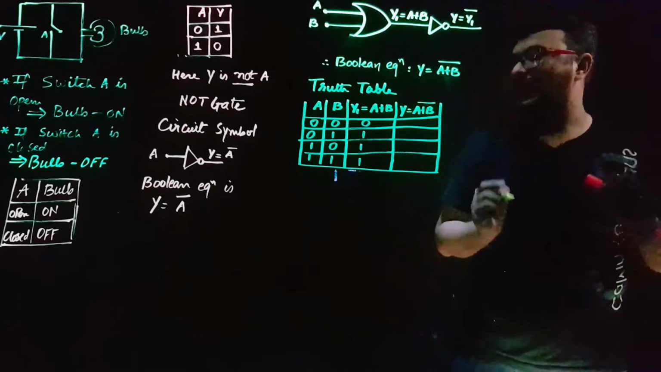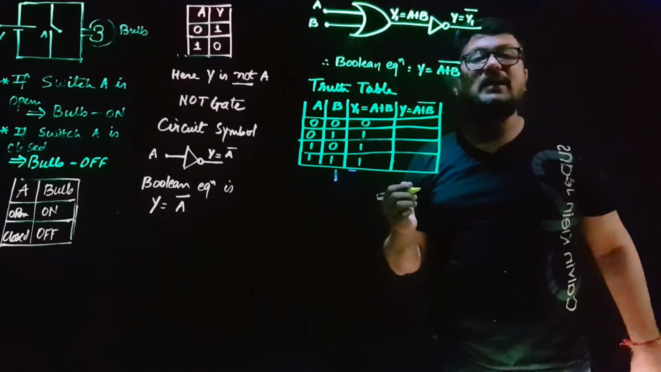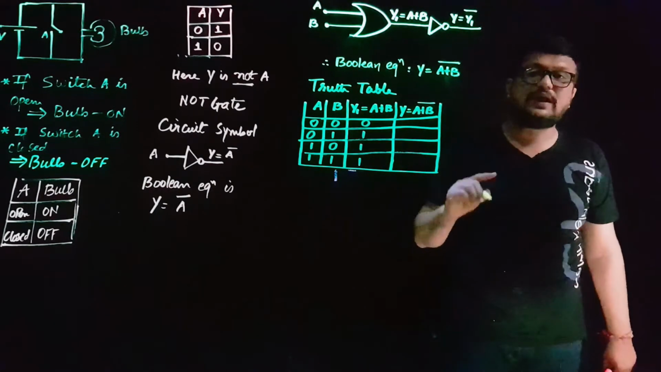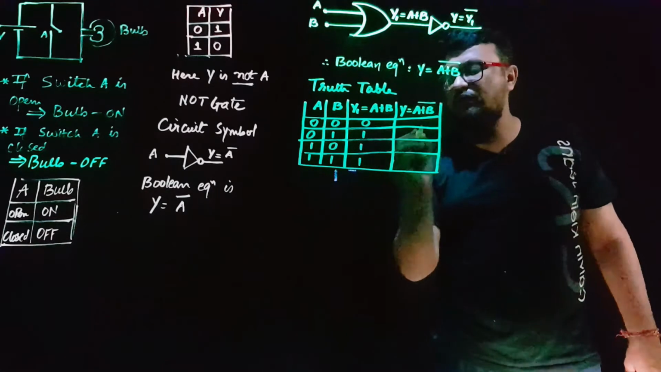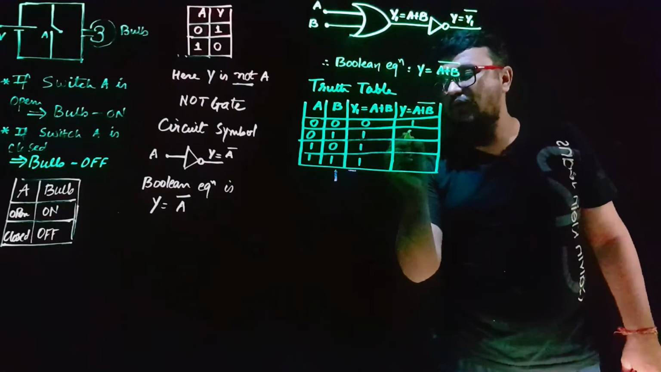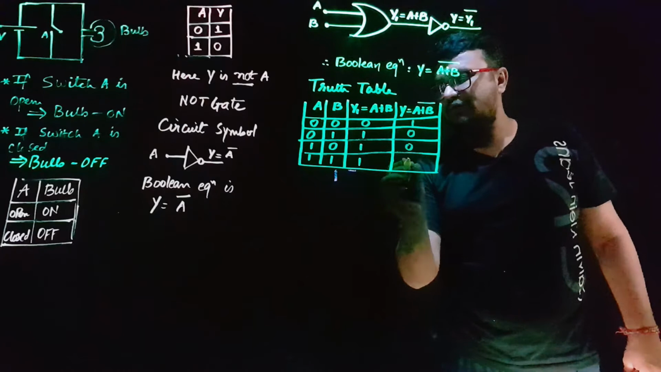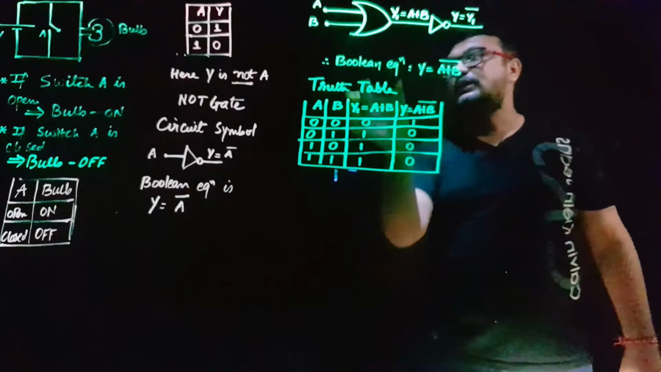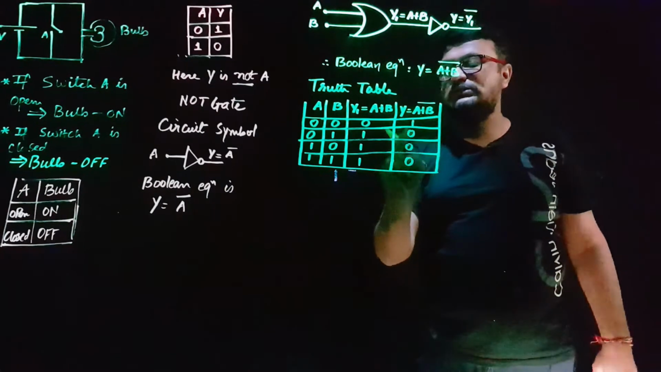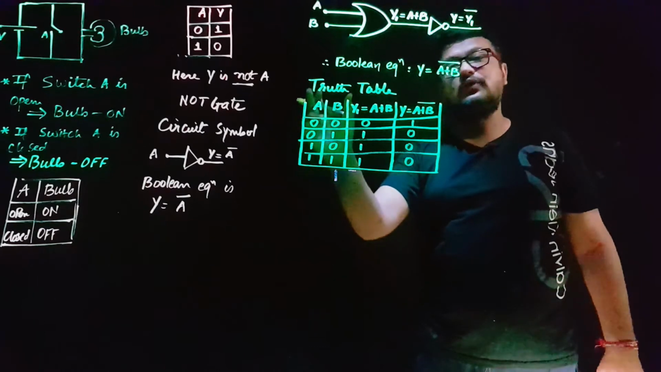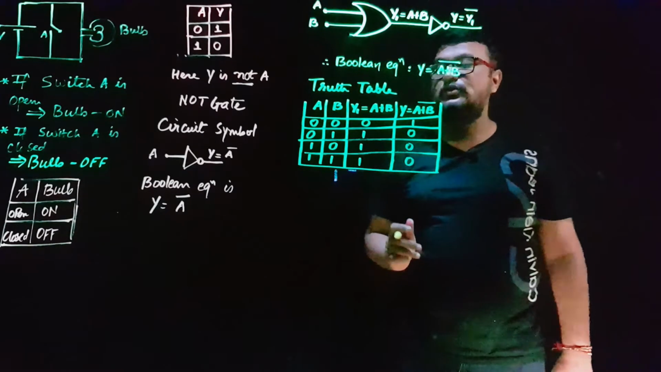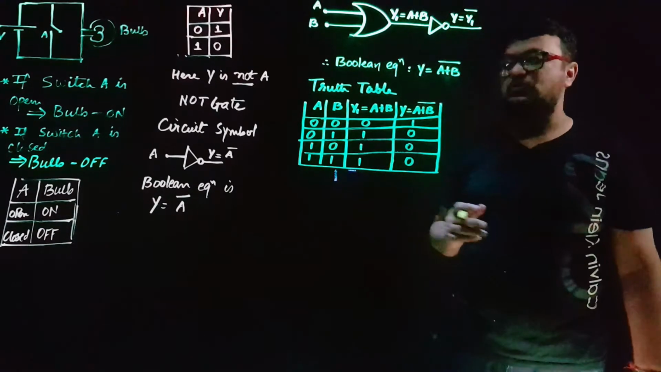Now bar of that. So remember, if there is a bar, we should replace 0 by 1 and 1 by 0. So here we have 0, so this will be 1. Here we have 1, so 0, again 1, 0, again 1, 0. So here the output for this circuit will be 1 0 0 0 for this combination of input. 1 0 0 0, exactly opposite to OR gate, right?